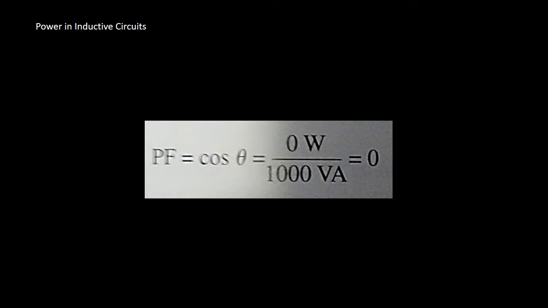As an example, assuming our previous circuit is purely inductive, determine the power factor and phase displacement. PF, or power factor, equals cosine theta equals 0 watts divided by 1000 VA, which equals 0. The power factor in this case is 0. The angle whose cosine is 0 is 90 degrees. This tells us that the current and voltage in the purely inductive circuit are 90 degrees out of phase.